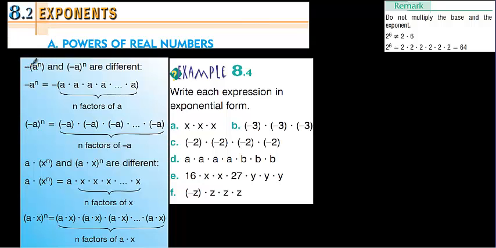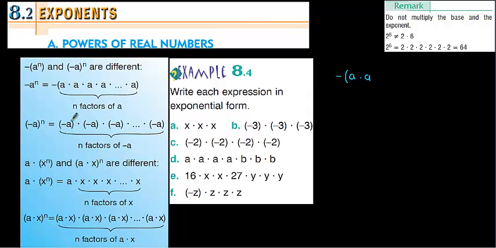Minus a to the power of n, when it is written outside of the parenthesis, and when it is written inside the parenthesis, they are different things. First we should understand that one, because inside the parenthesis, when we have minus a times a, they are all positive with respect to a. The result is going to be negative again: a multiplied by itself, then we put the minus sign.